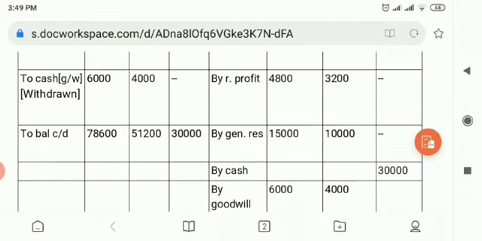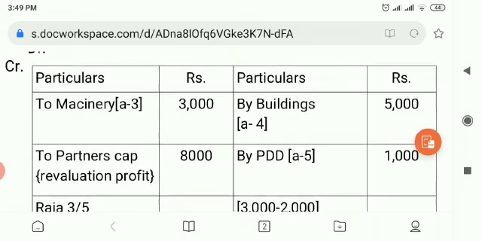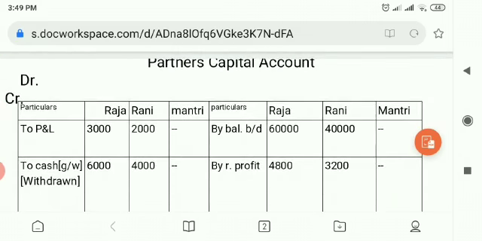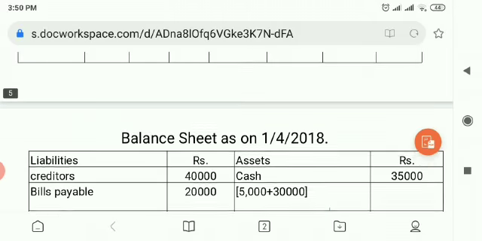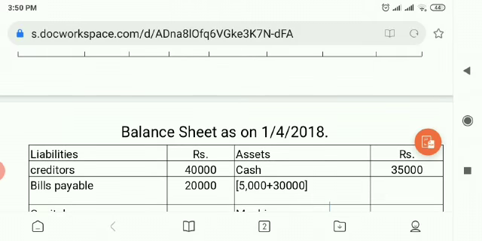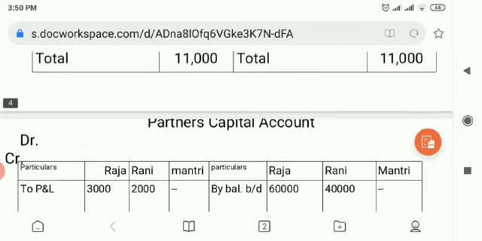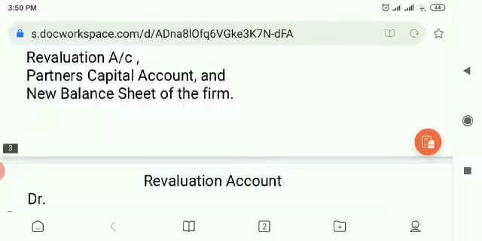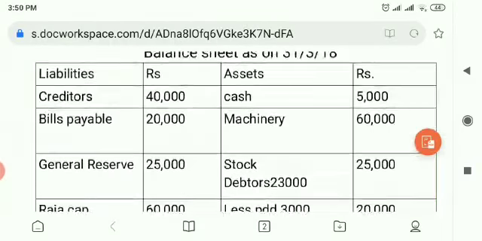Next, come to your revaluation account, get the page folded, write particulars amount, particulars amount. Come to your partners' capital, write particulars Raja and next Rani, Mantri. Next, come to your balance sheet, get the page folded, write liabilities amount, assets amount. Next, draw the lines. Come to your problem now. Come to your balance sheet, that is in the problem.